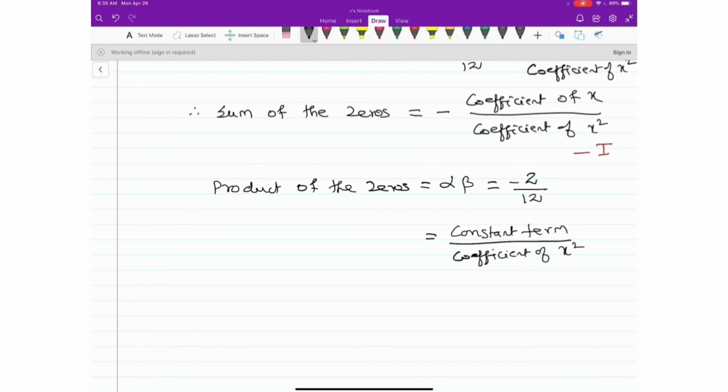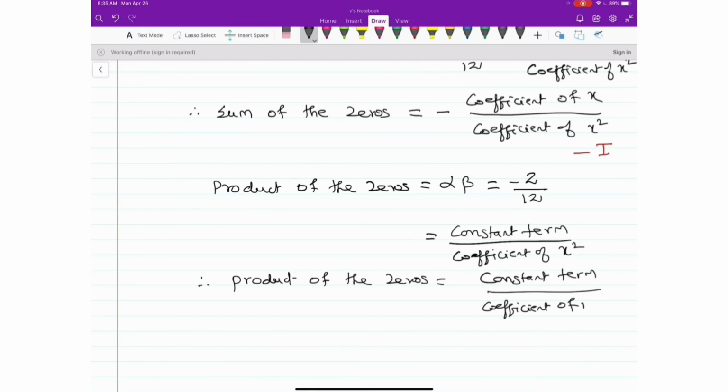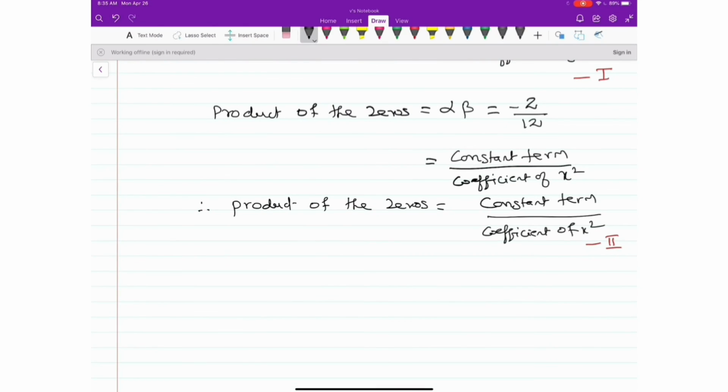So therefore, product of the zeros is equal to constant term by coefficient of x square. Let me name this result what we have verified over here as 2. Now let me write the answer for the second part.